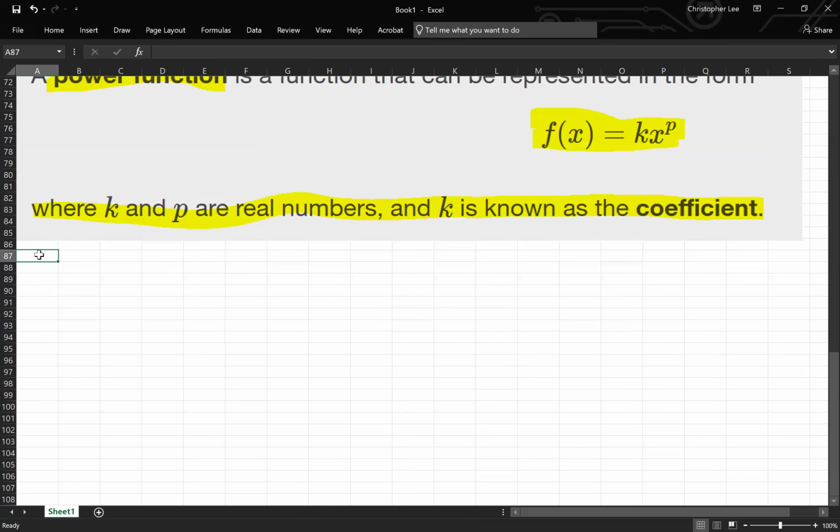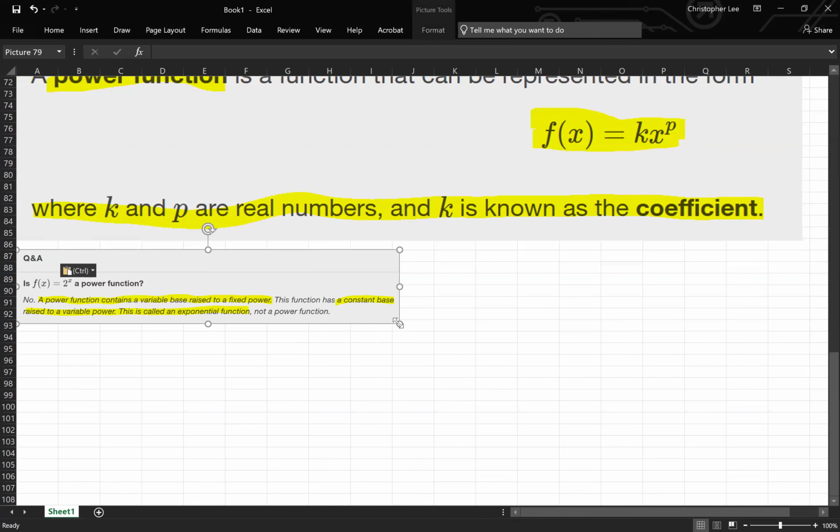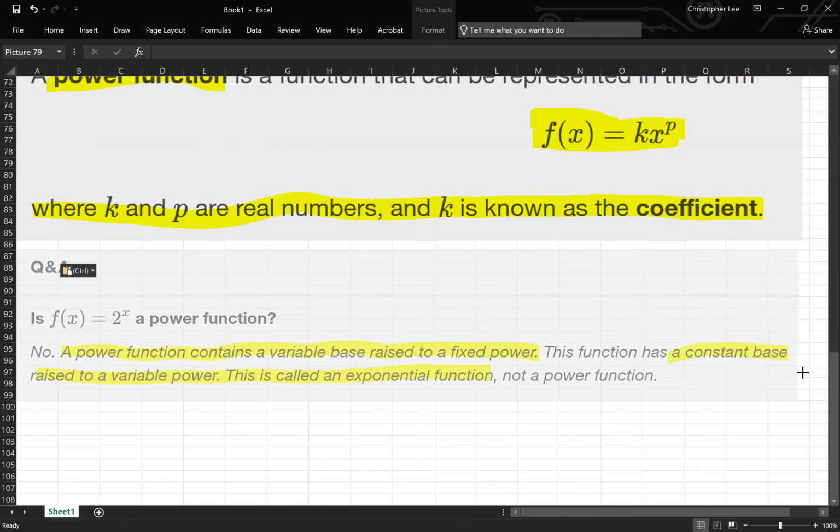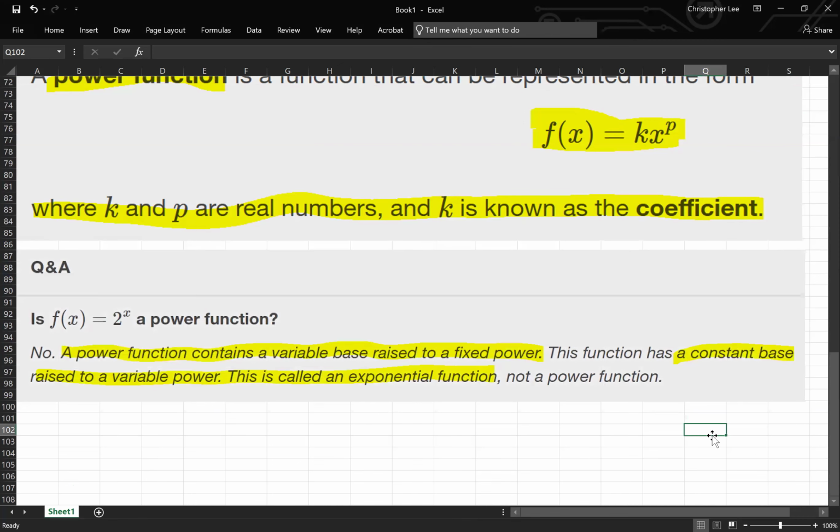All right. Some of y'all might be wondering about this, all right? So is f of x equal 2 to the x power a power function, right? No, it's not. So a power function contains a variable base raised to a fixed power, right? This function has a constant base raised to a variable power, right? So that's actually called an exponential function, right? Not a power function, okay?